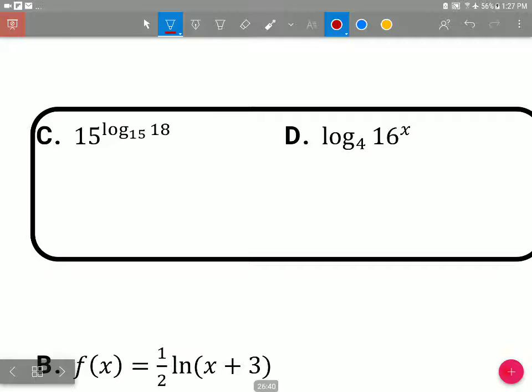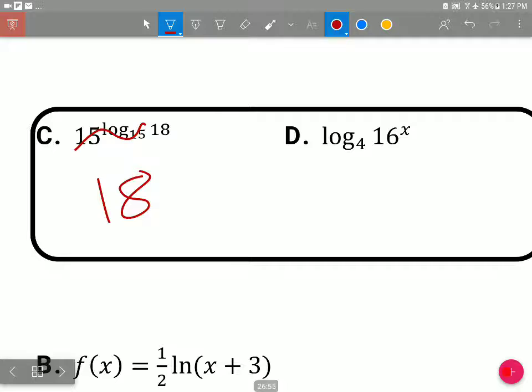All right. Letter C. What's letter C? 18. Good. You got the same base. Wow, that's a beautiful 8, wouldn't you say? Those go away. Nope. Those go away. 2x there. All right. Now log base 4 of 16.